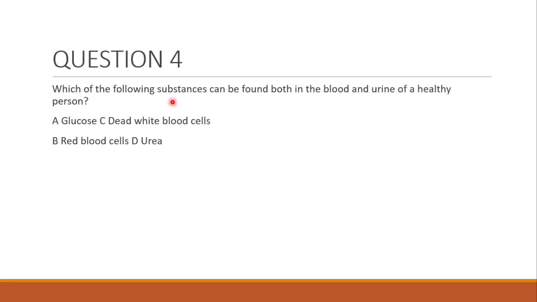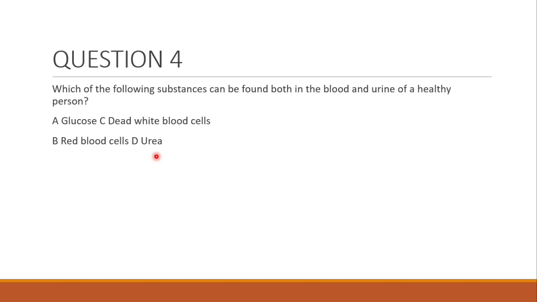Which of the following substances can be found both in the blood and urine of a healthy person? Is it A, glucose, B, red blood cells, C, white blood cells, or D, urea? What is the answer? Pause the video, try to answer this question on your own.